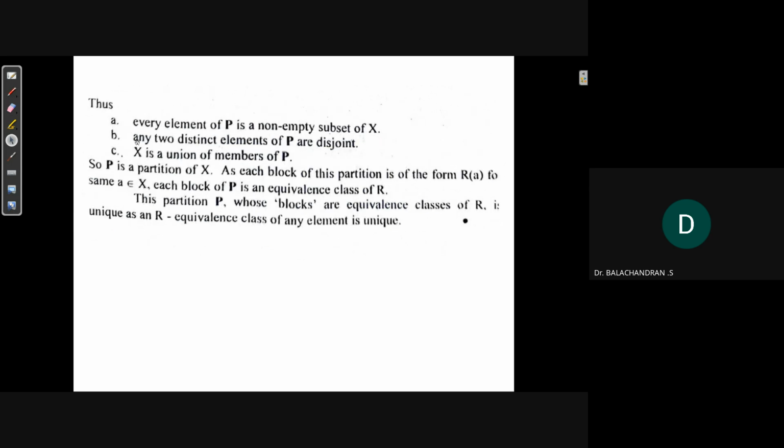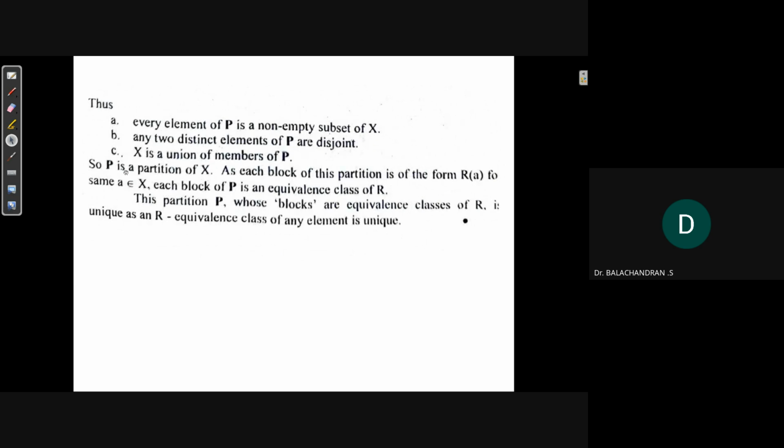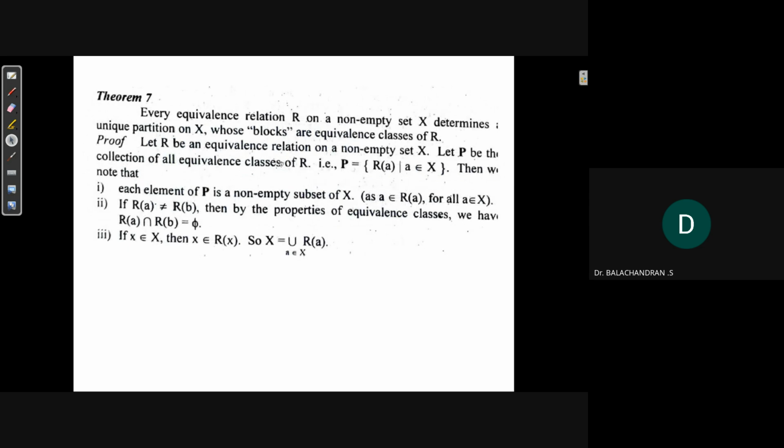How are they writing it in words? Any two distinct elements of capital P are disjoint. So any two distinct elements are disjoint. That's all. And then the third one: X is a union of members of P. Okay, check it. X is a union of members of P. Here P is a partition, and each R of A is a block of the partition.